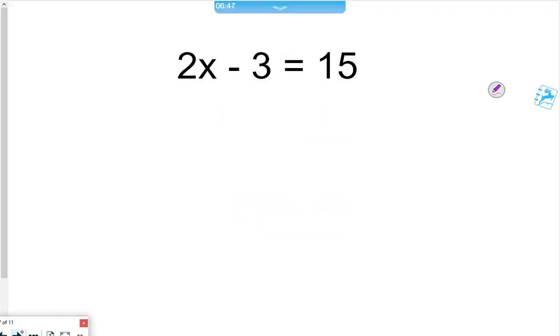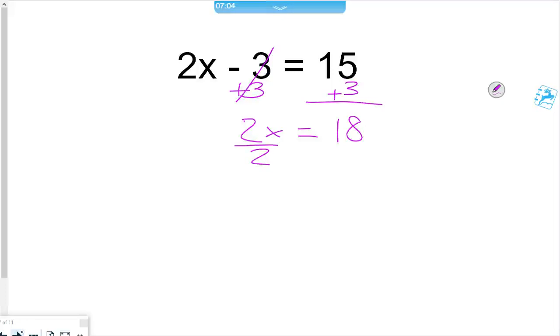All right, 2x minus 3, or 2 times x minus 3 equals 15. I'm going to add 3, and I'm going to add 3. I get 18, and I get 2x. 2x equals 18. 2 times x, I'm going to divide by 2. Leaves me with x. I'm going to divide 18 by 2, and I'm going to get 9.